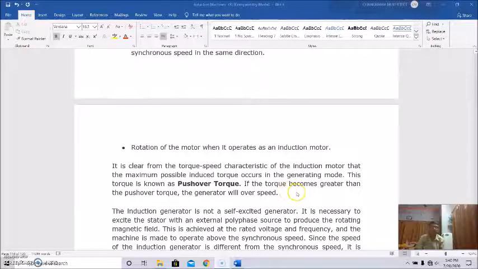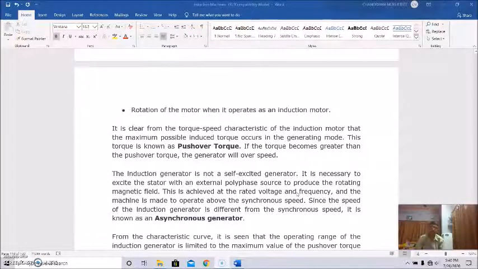If the torque becomes greater than the pushover torque, the generator will overspeed. The induction generator is not a self-excited generator, so it is necessary to excite the stator with an external polyphase source to produce the rotating magnetic field. This is achieved at the rated voltage and frequency, and the machine is made to operate above the synchronous speed. Since the speed of the induction generator is different from the synchronous speed, it is known as an asynchronous generator.